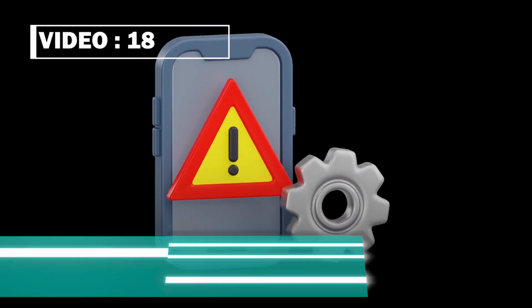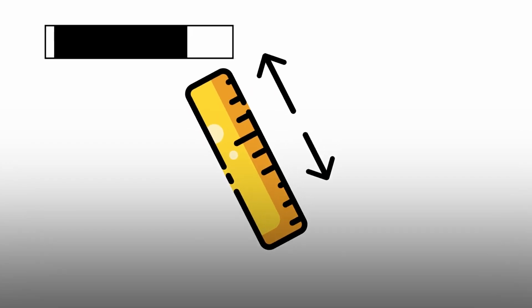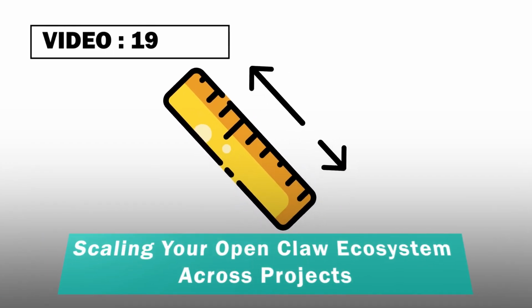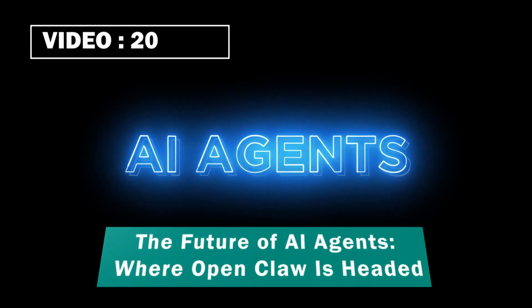Video number 18, Troubleshooting OpenClaw: Fixes for Common Challenges. Video number 19, Scaling your OpenClaw Ecosystem Across Projects. Video number 20, The Future of AI Agents: where OpenClaw is headed.